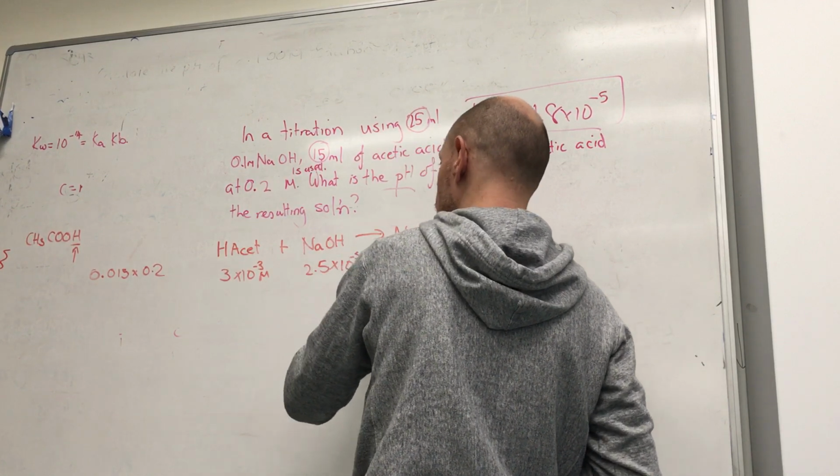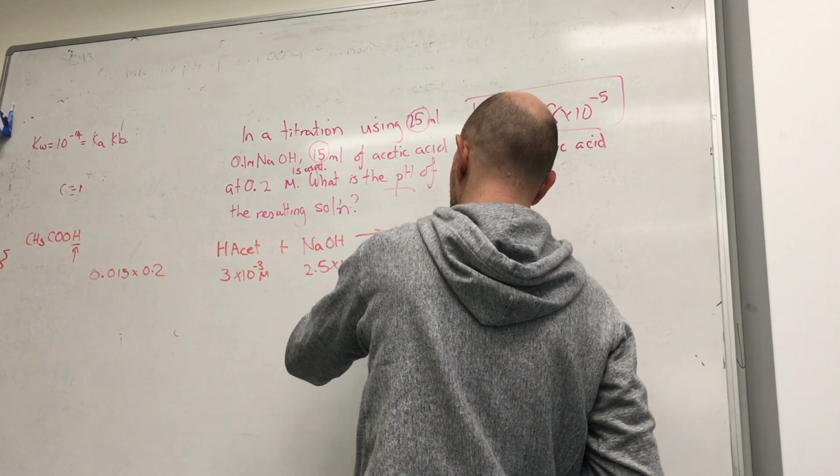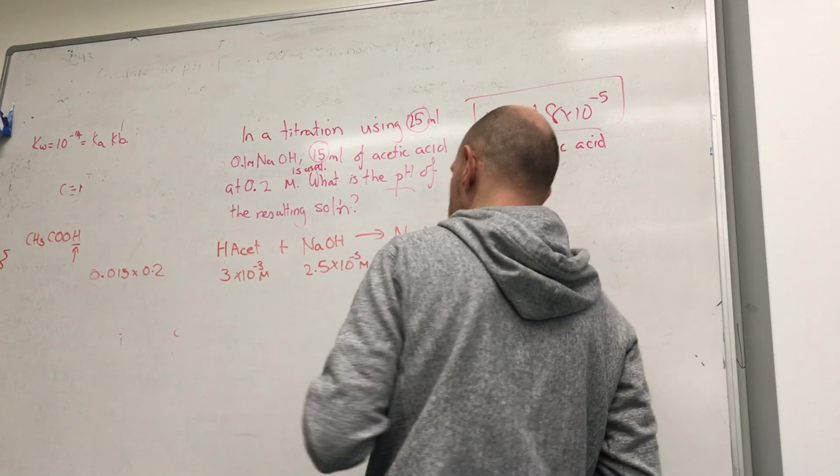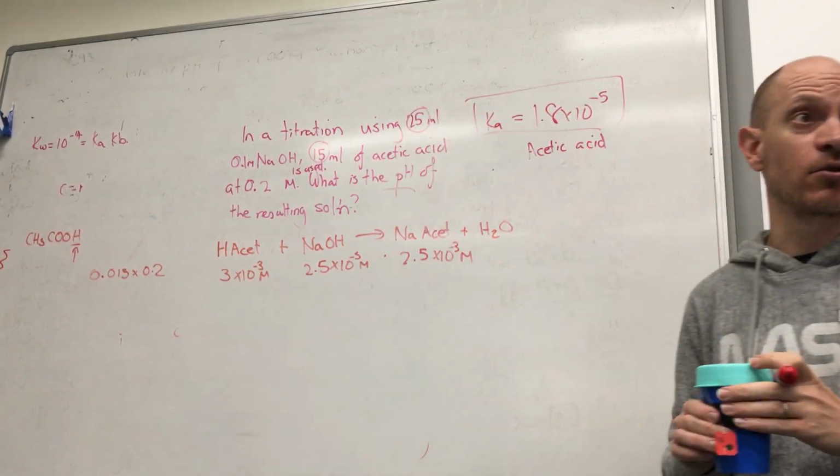That will give us 2.5 times 10 to the minus 3 moles of sodium acetate. Do you agree with that?